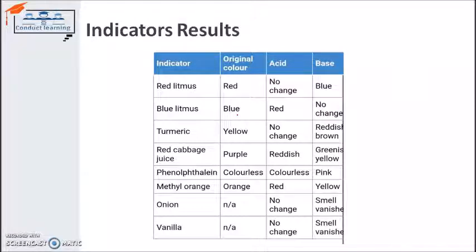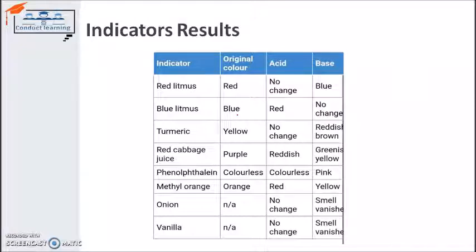Phenolphthalein is another indicator, which is colorless. When put in an acidic solution, it stays the same, colorless, and when put in a base, it changes its color to pink. The next one is methyl orange. The original color of methyl orange is orange. When put in acid, it changes its color to red, and when put in a base solution, the color will be yellow.